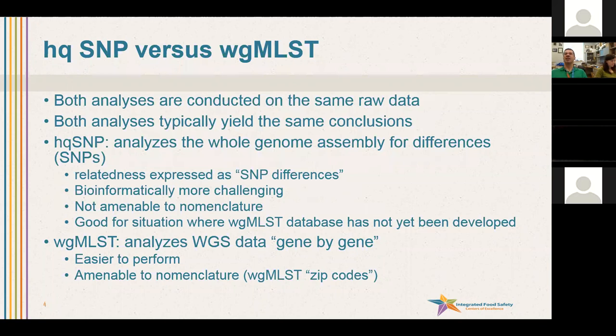It's not amenable to an easy nomenclature where you say this is subtype A and this is subtype B, but it is good for a situation where we don't have the whole genome MLST database. It sometimes might provide better discrimination than whole genome MLST, and often is used in conjunction with whole genome MLST to just confirm that both approaches give the same conclusion.